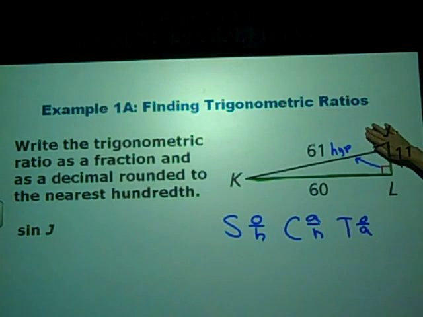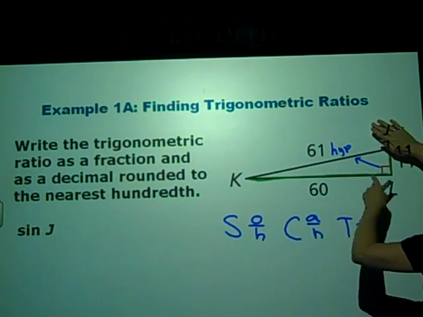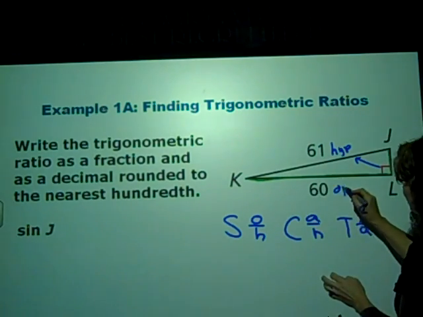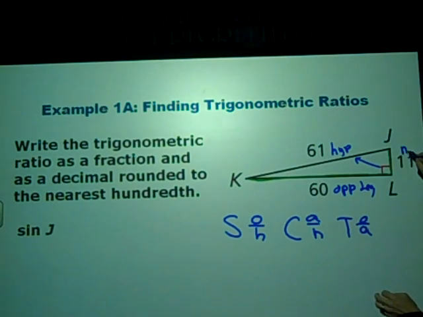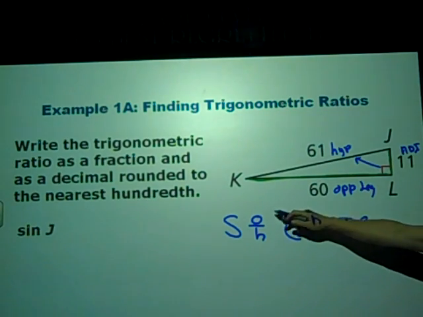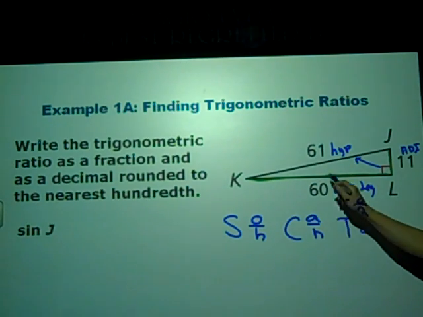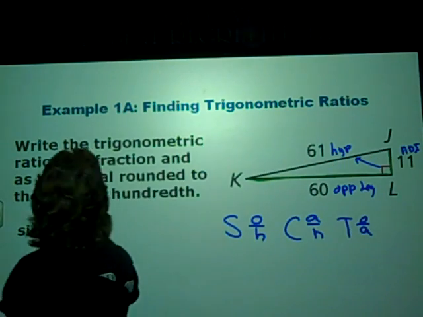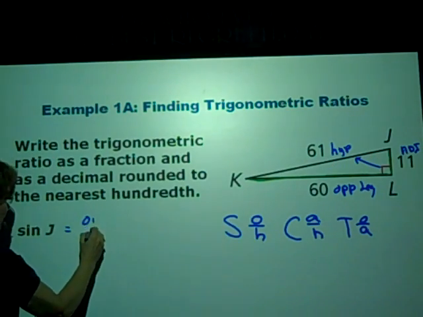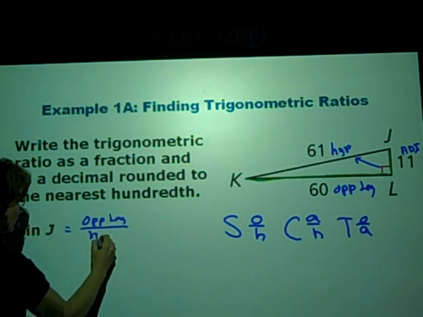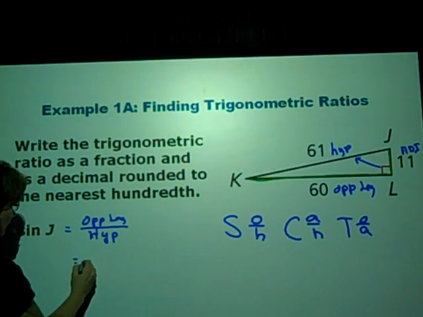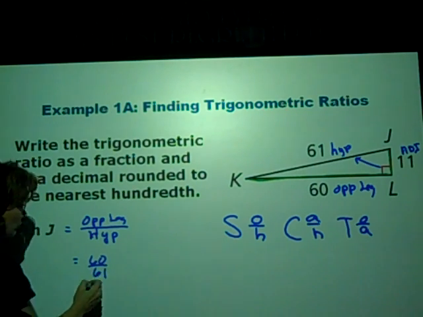So now I cover up J, and I see KL, so that's my opposite leg, which makes this the adjacent leg. So I want the opposite over the hypotenuse. That's going to be 60 over 61. So the sine of J, the opposite leg over the hypotenuse. So I've got 60 over 61.